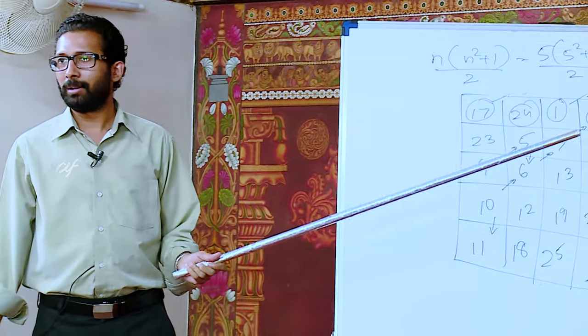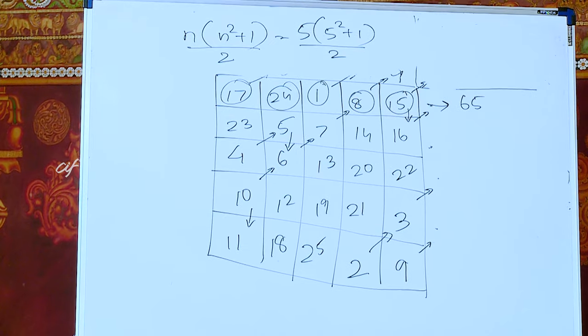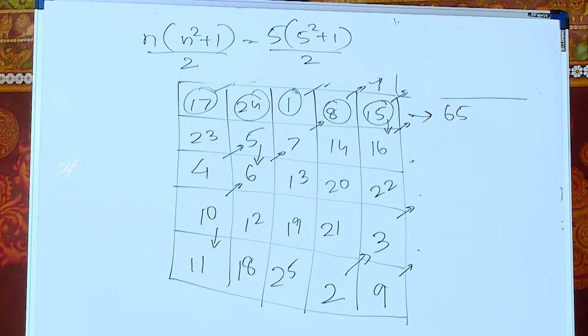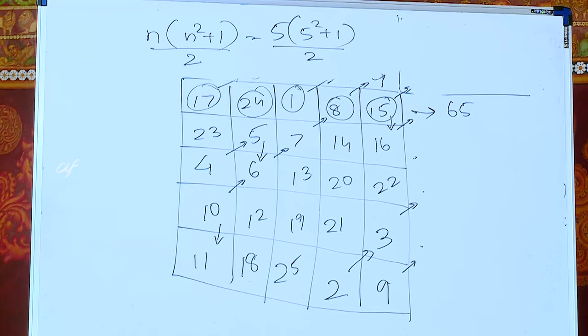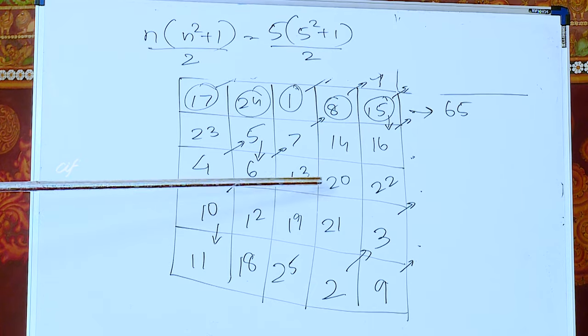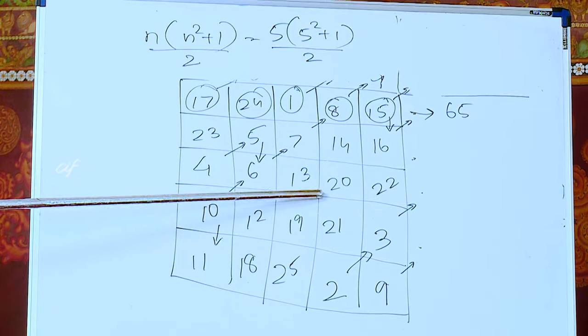So 5 is in the center cell. Here, 13 into 5. So why 5? 5 rows and 5 columns. Right? So the middle number into 5, we will get the magic constant. If we construct by this method, if the method is changing, maybe we get some other number in between. So then still the constant would be 65. The constant will not change, but the center number would be different.